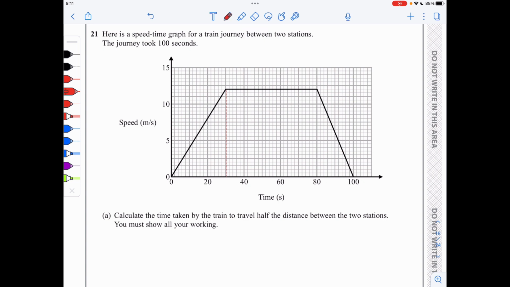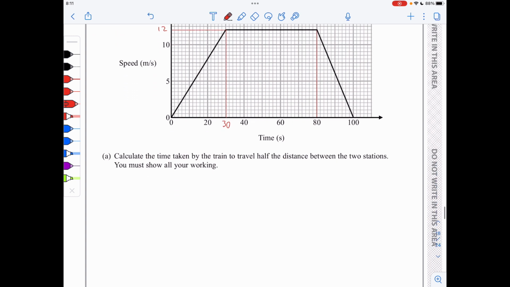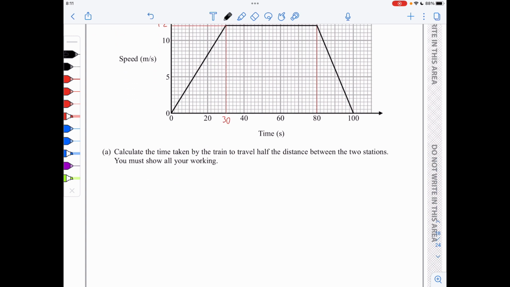This here is 30, and it's at a height of 12. And then we've got here the 80 coming down. We know that the formula for the area of a trapezium is base 1 plus base 2 over 2 times height. So the total distance covered in this case will be 50 plus 100 over 2 times 12, which gives an answer of 900 meters.